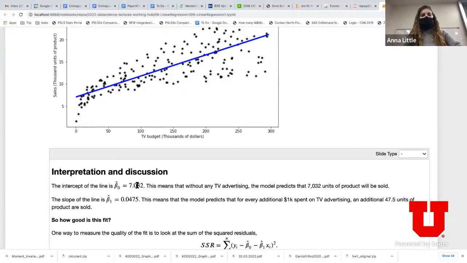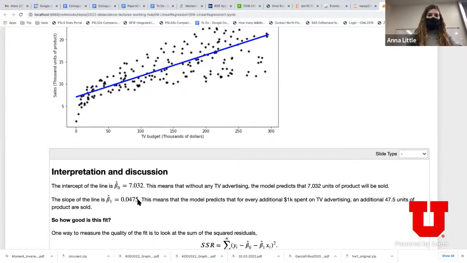And so how do we interpret, first of all, the intercept? Well, the intercept is when you're not spending anything at all on TV advertising. That's the expected amount of sales you would have if you didn't do anything. And remember, everything is measured in thousands. So this is 7,032. This means that without any TV advertising, the model predicts that 7,032 units of product will be sold.